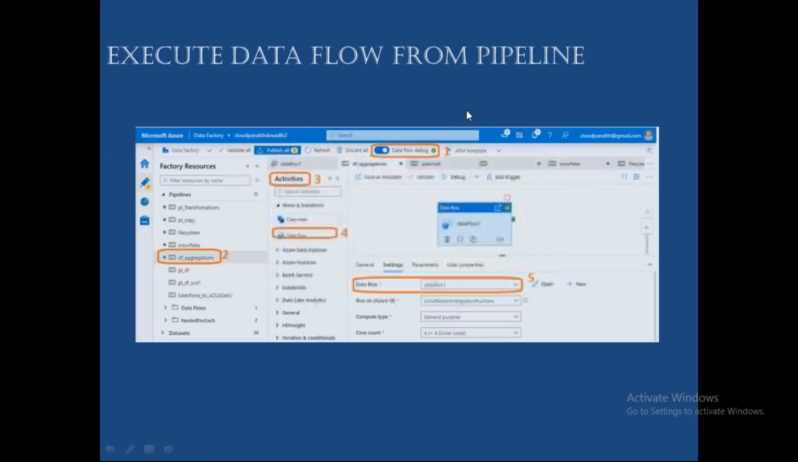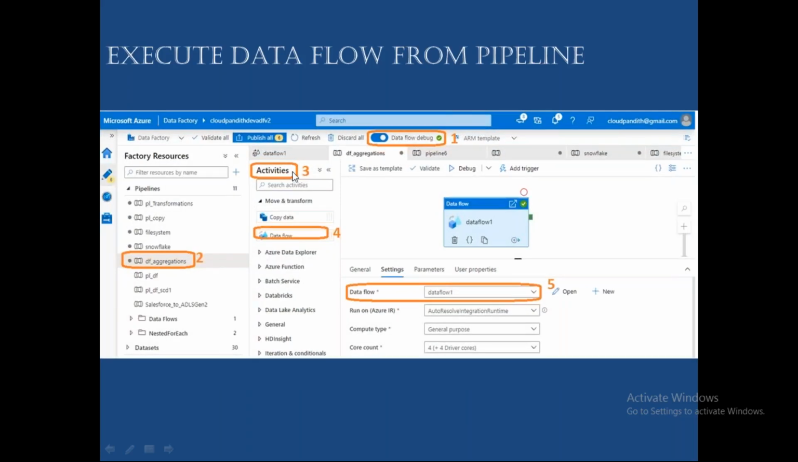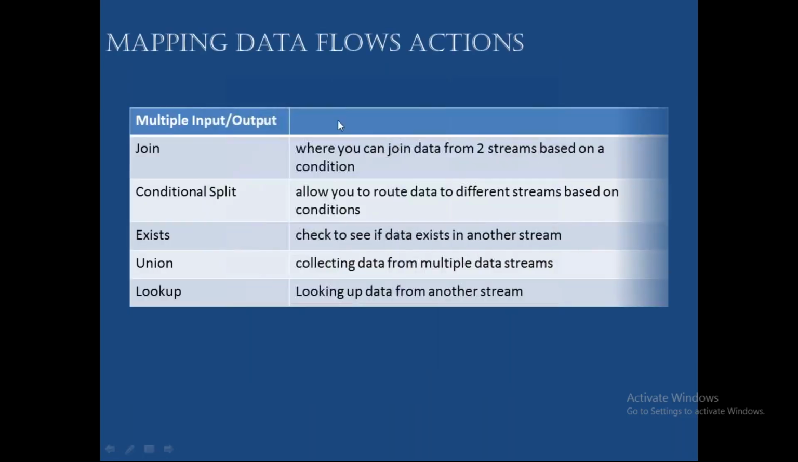Next, execute data flow from pipeline. You know already that from the pipeline, the data flow activity is used to execute the data flow, but data flow debug should be turned on. Next, mapping data flow actions.